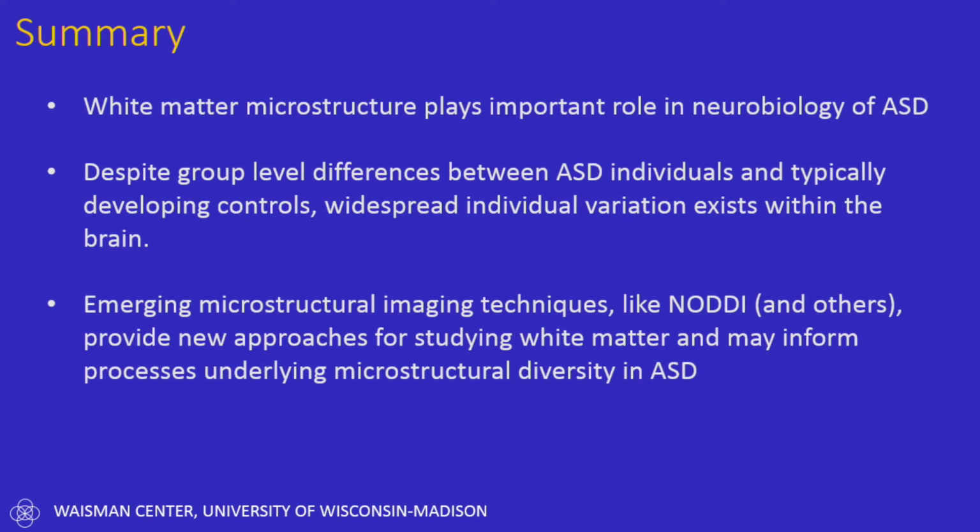And then also emerging techniques like NODDI and others that are more recent provide new aspects for studying white matter, and they may inform on some of the underlying neural processes and the neurodiversity that we see in ASD. And really that's the key part for using brain imaging, is that we need to be able to understand what that underlying microstructural process is in order to be able to help develop new techniques and possible treatments and interventions.